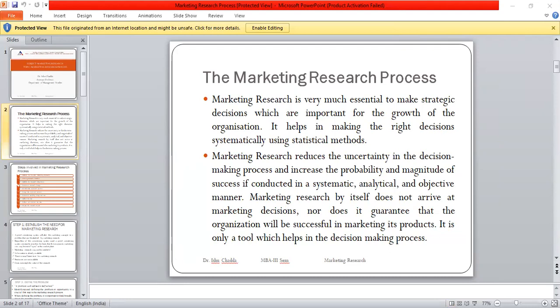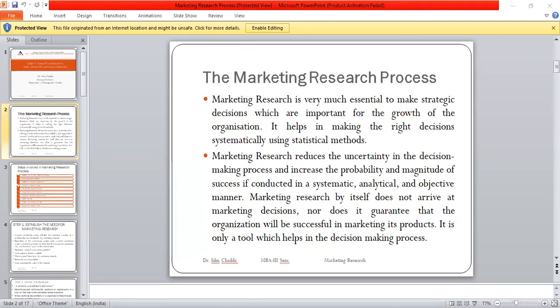The marketing research process involves a number of interrelated activities which bear on each other. Once the need for marketing research has been established, broadly these steps are followed. Number one is establishing the need for marketing research. The second is defining the research problem. The next is establishing the research objectives. The next, determine the research design, identify data types and sources, determine sampling design and size, collect the data, analyze and interpret the data, and prepare the research report. All these methods we are going to follow in the next semester.